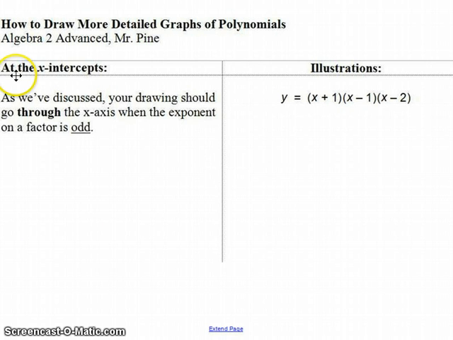What I'm going to do in this video lesson is simply talk you through the guide that I've created with this title, How to Draw More Detailed Graphs of Polynomials. There are two steps to this. The first is what's done at the x-intercepts.